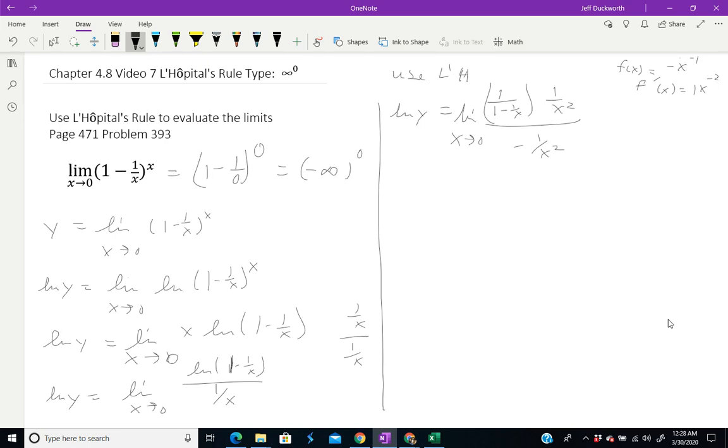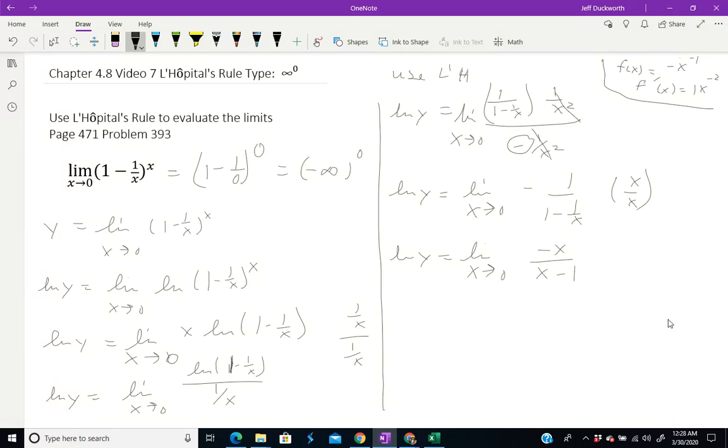So the only change from what we have up here is that the negative is gone originally. So these cancel. Other than the negative, we keep this. So we have negative 1 over 1 minus 1 over x. We can multiply through by x over x. Put this in a form we like. So we have negative x over x minus 1.